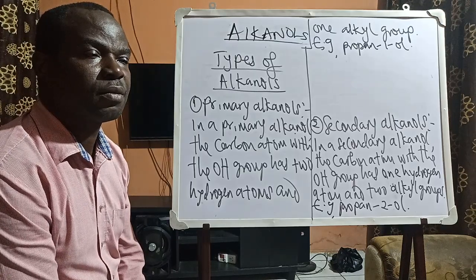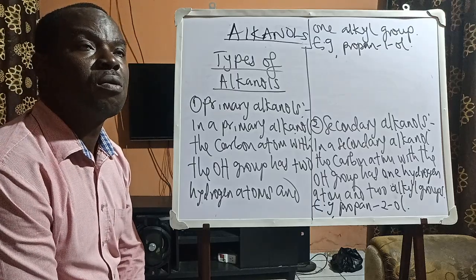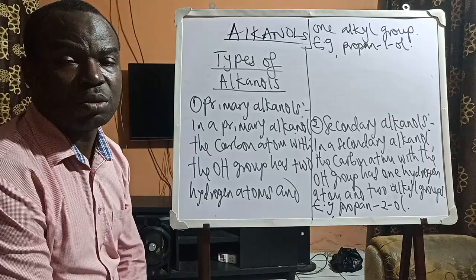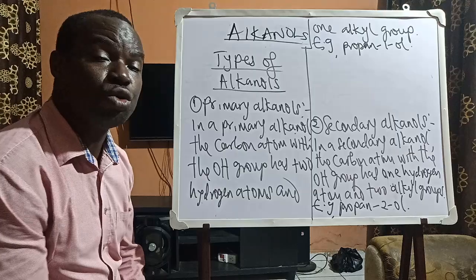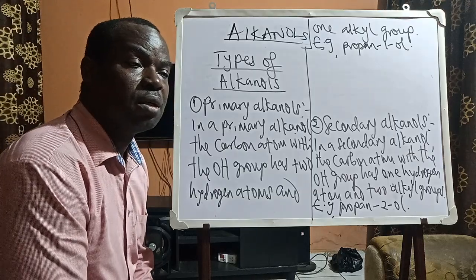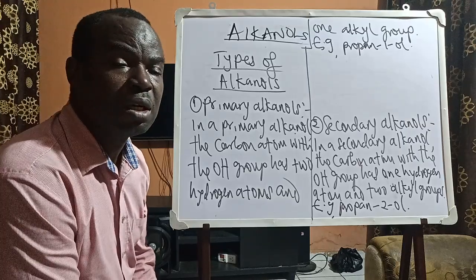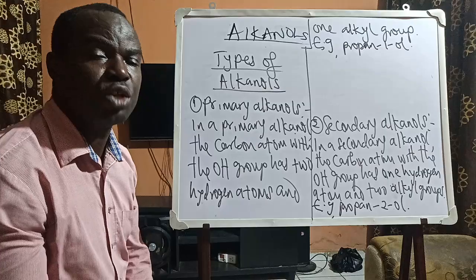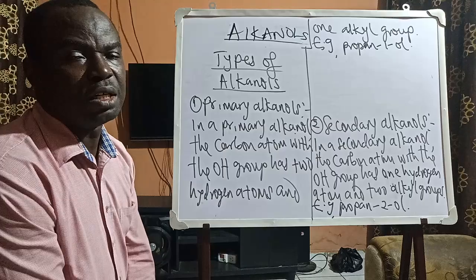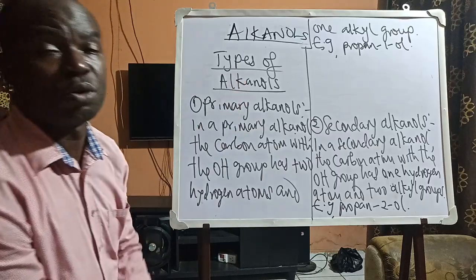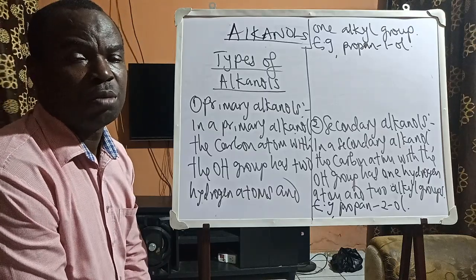In the last video, we discussed IUPAC nomenclature for alkanols. And then I taught you how to name structures of alkanols when they are given, and how to draw them when you are given the names. So what we are going to talk about today is types of alkanols and probably classes of alkanols. But let's start with types.